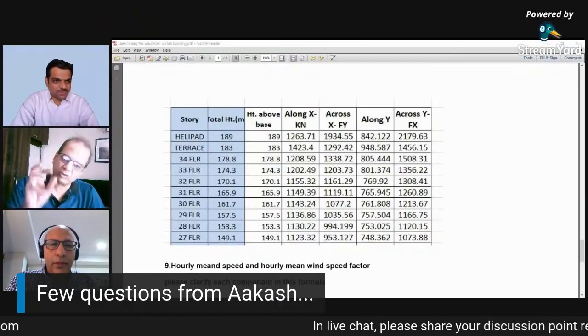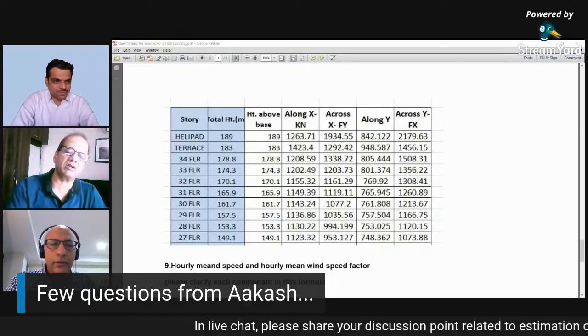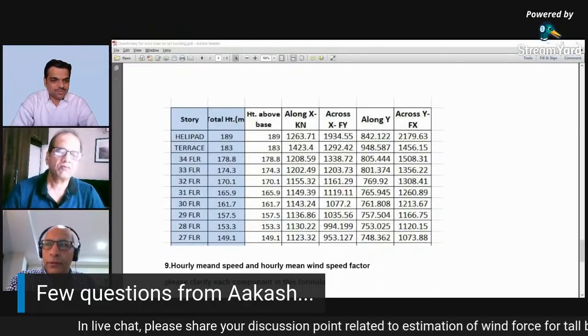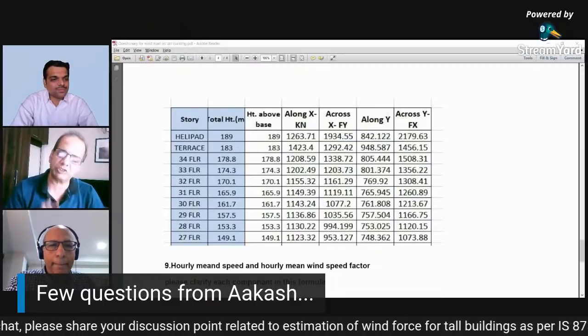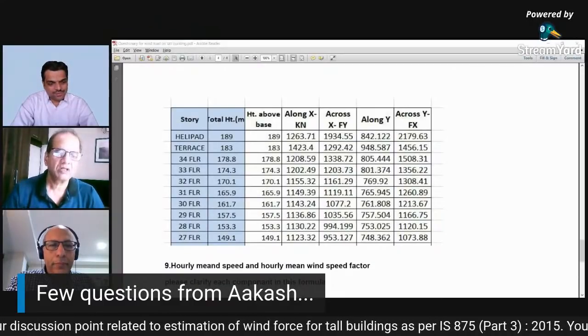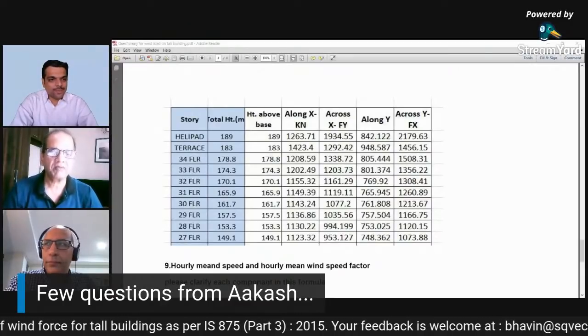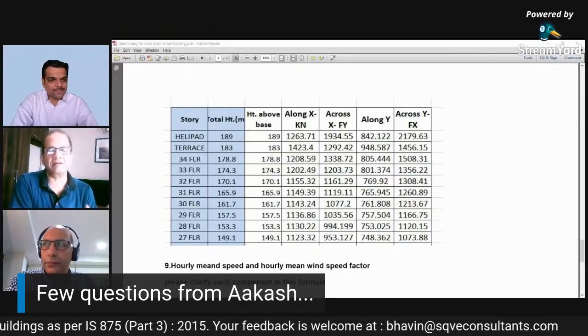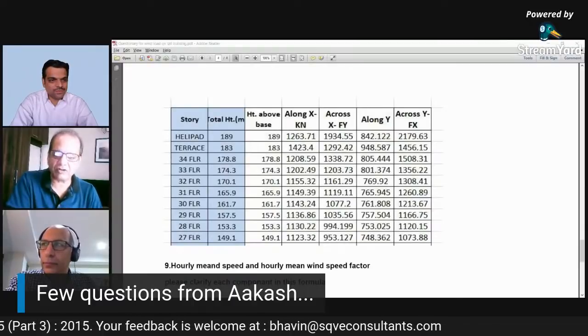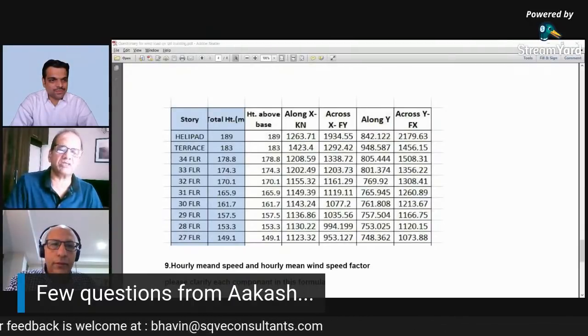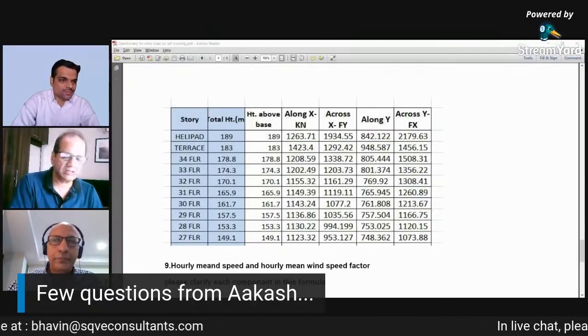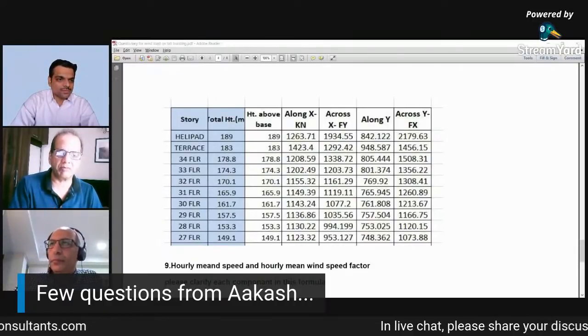So in some specific terrain categories, whatever graphs have been given in the code for the force spectra value are specific to those buildings only, those orientations only, and those terrain categories only. Yes, we can use them as a guide for other matching or nearby ranges, but if something is deviating significantly, then they are not strictly applicable.